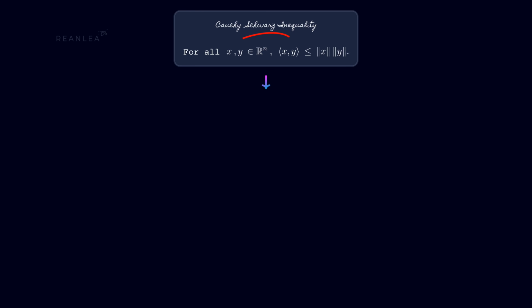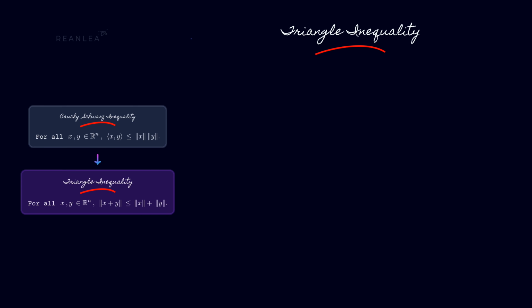And using this Cauchy-Schwarz inequality, we can simply prove the triangle inequality for vectors in n-dimensional space Rn. That is, for all vectors x and y in Rn, norm of x plus y is less than or equal to norm x plus norm y. And we can prove it by considering norm of x plus y, squared, to be the inner product of x plus y with itself.